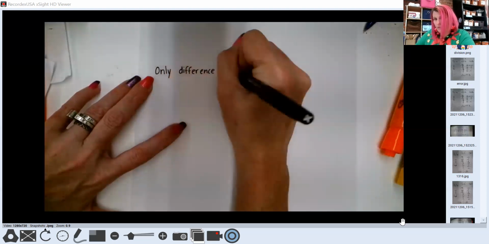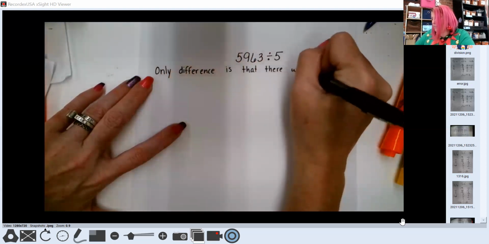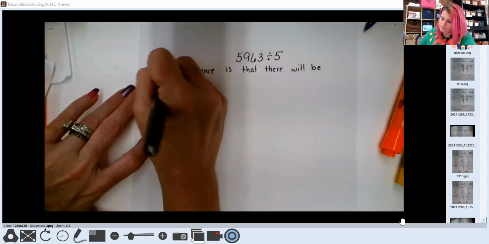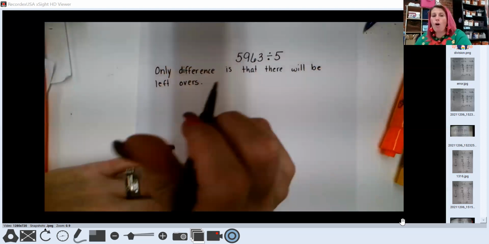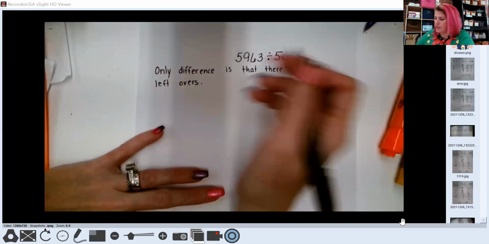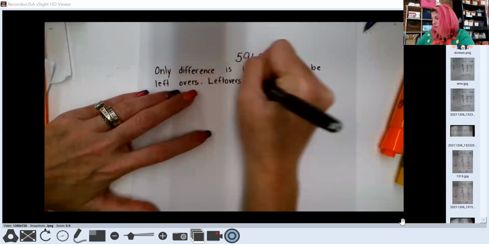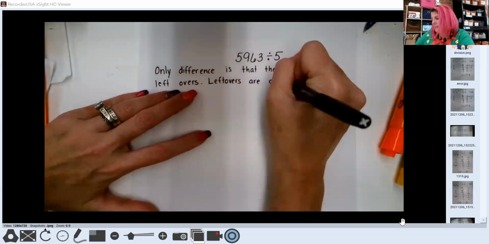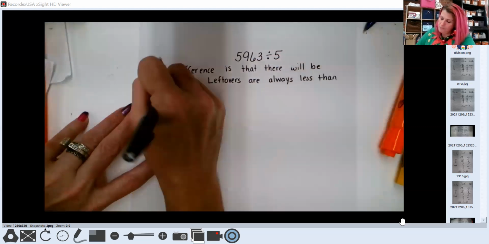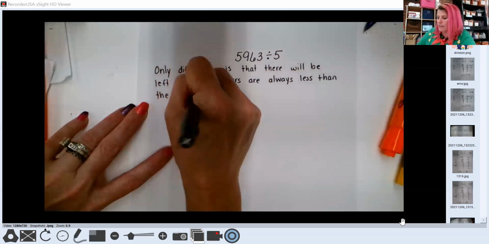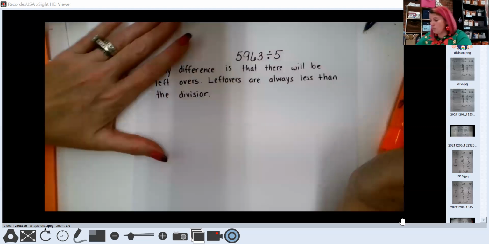There will be leftovers, and your leftovers are always less than the divisor. That is the only thing that's different, and that's just the understanding of it. There's nothing different with the process.